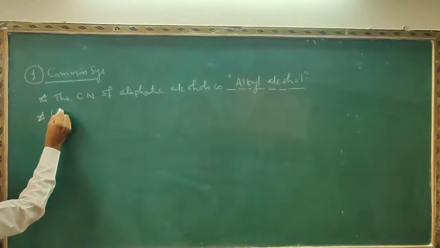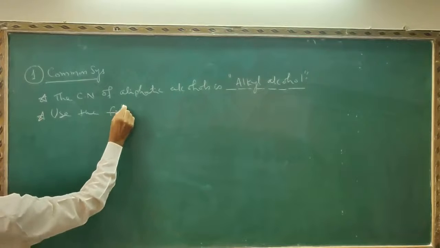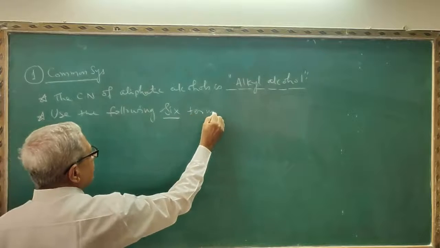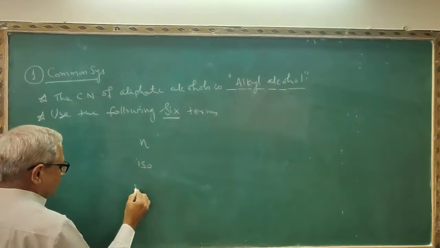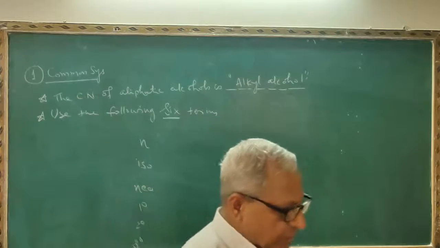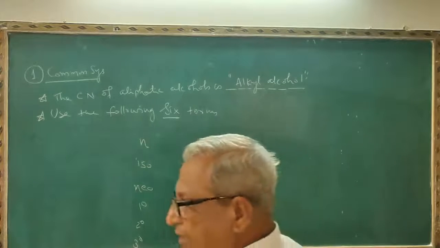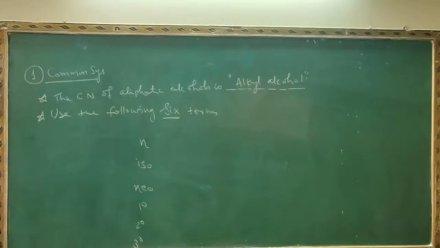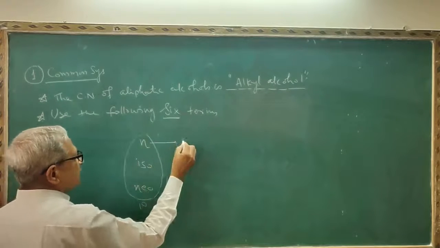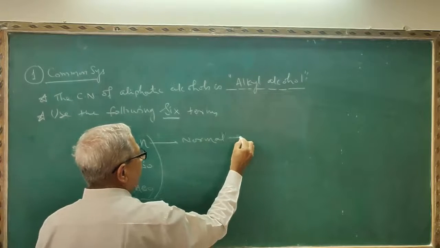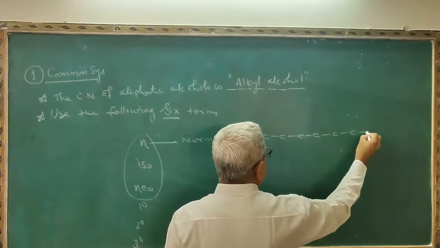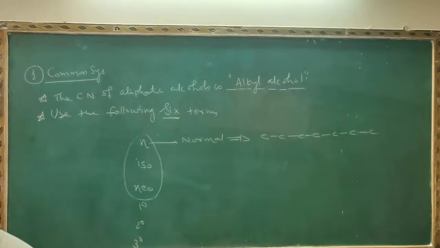Second point here, use the following 6 terms: N, iso, neo, primary, secondary, and tertiary. These 6 terms you have to be used here. See, in the last topic, halogen derivative of alkanes, I was explaining these 3 terms. N stands for normal. Normal indicates all the carbon atoms must be present in the straight chain.